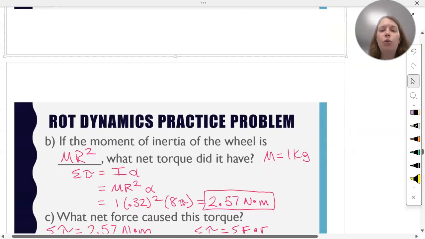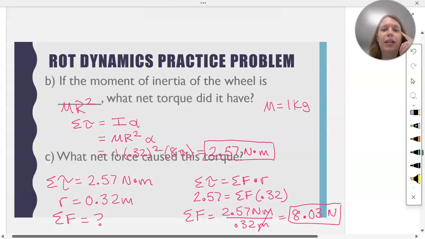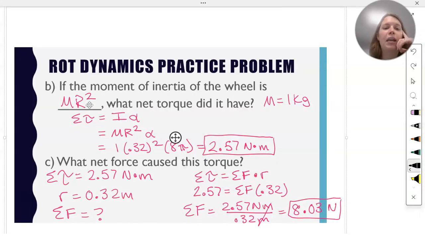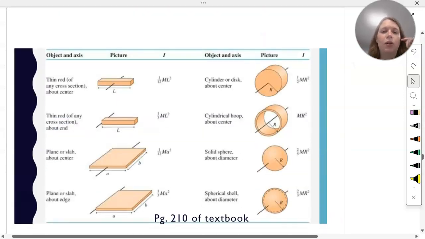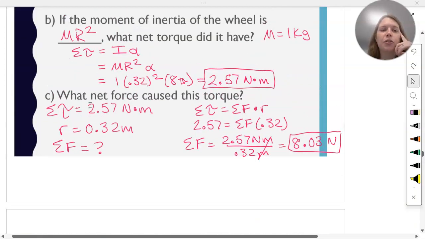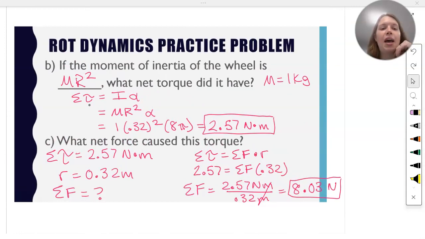So what torque did I give this wheel if we say the wheel has a mass of 1 kilogram? We'll look up the moment of inertia of a wheel. A wheel's kind of like a cylindrical hoop rotating about its center, so that has a moment of inertia of mr squared. So we'll find the net torque by taking the moment of inertia, mr squared, times the angular acceleration, which we just calculated. So 1 times the radius, 0.32 squared, times that angular acceleration we found.